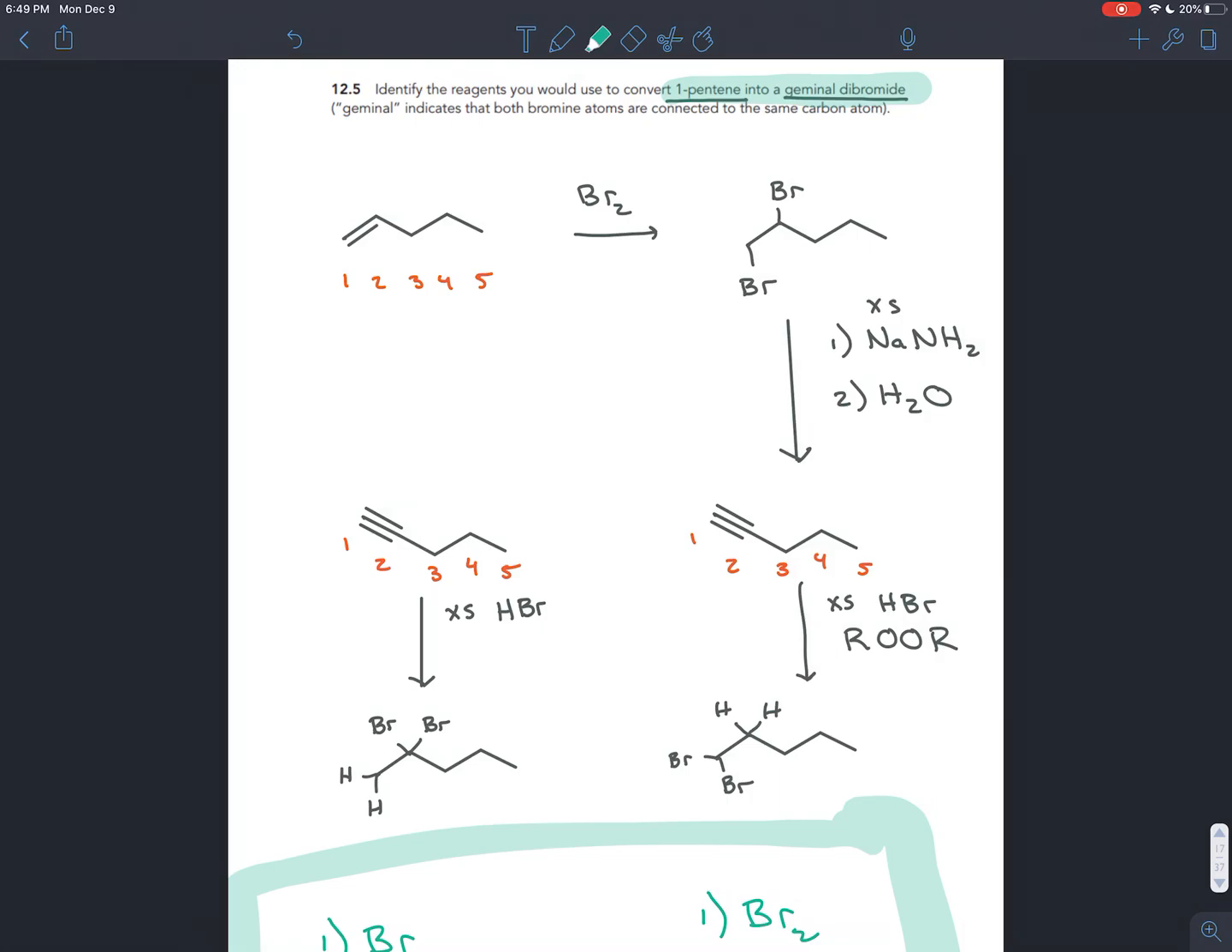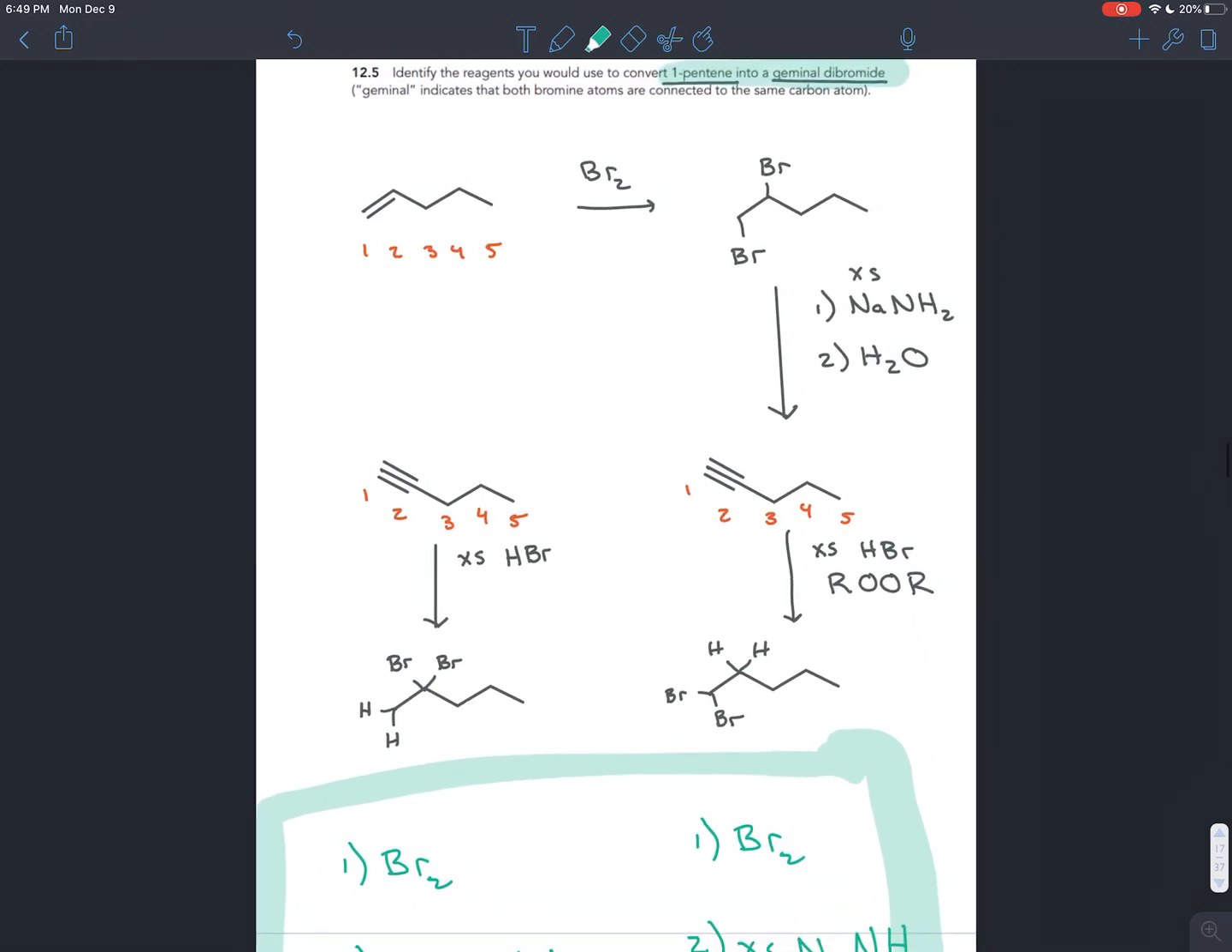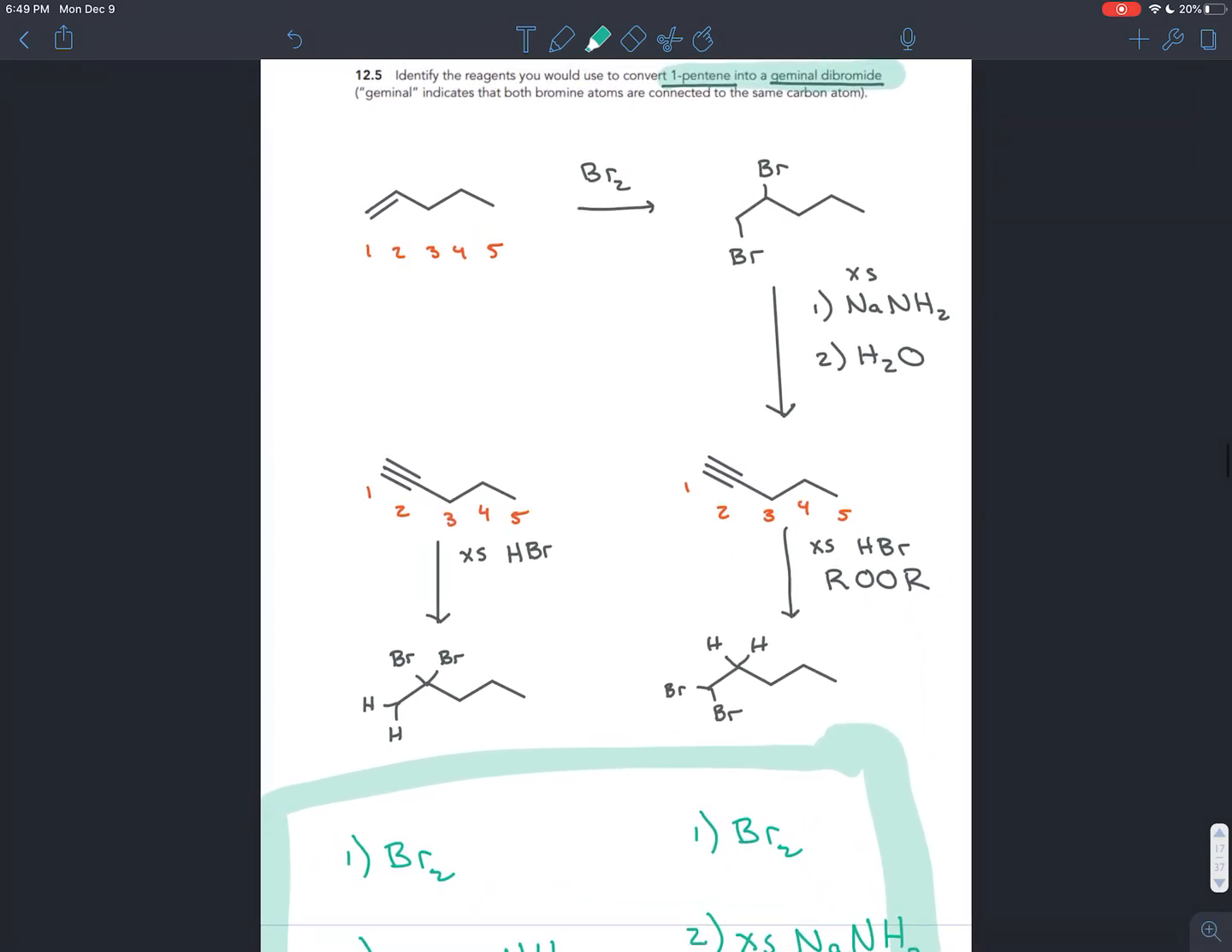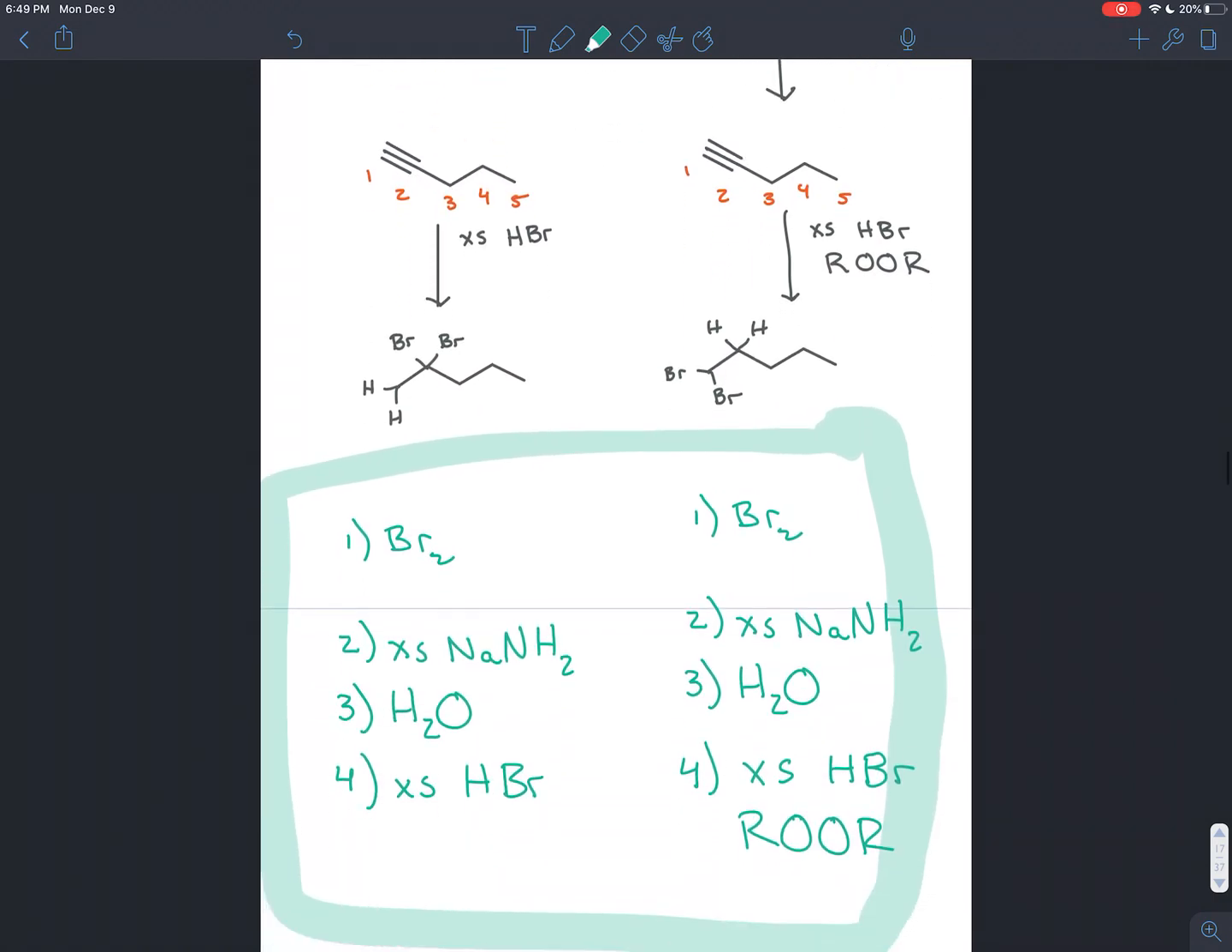Try stuff. If you get stuck, it's okay. You'll start to see connections the more times you try stuff, but trying things is the first step. So here we turned a 1-pentene into a geminal dibromide in this multi-step synthesis.